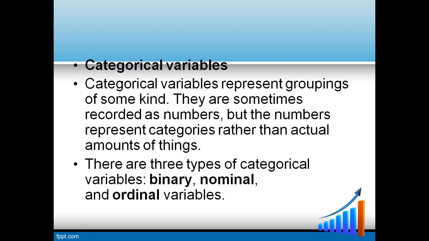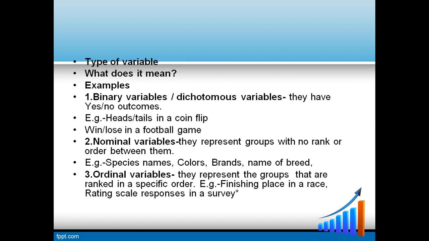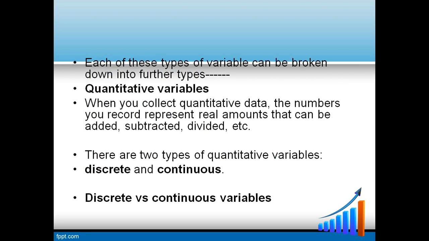Now the categorical variable. The categorical variables represent the groupings of some kind. They are sometimes recorded as numbers, but the numbers represent categories rather than actual amounts of things. There are three types of categorical variable: binary, nominal and ordinal variables. So what are binary variables? As I said to you all, there are three types of categorical variable. They are the binary variables, nominal variables or the ordinal variables.